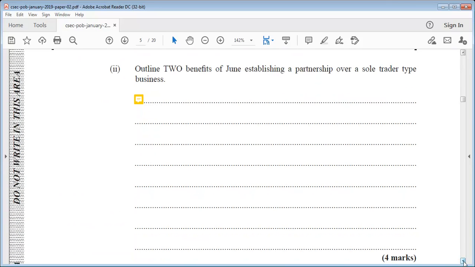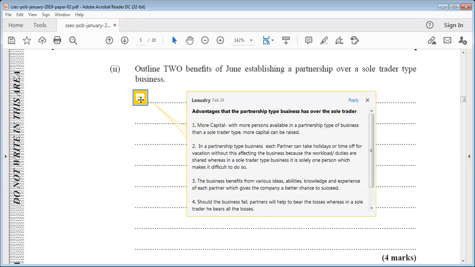It says, outline 2 benefits of June establishing a partnership over a sole trader type business. So what are the benefits or the advantages of setting up a partnership over a sole trader? And we notice this is worth 4 marks. So outline means that you have to give a little explanation. So one advantage of a partnership compared to a sole trader is more capital. You have more persons available in a partnership type of business than a sole trader type, so more capital can be raised. Another advantage of setting up a partnership over a sole trader.